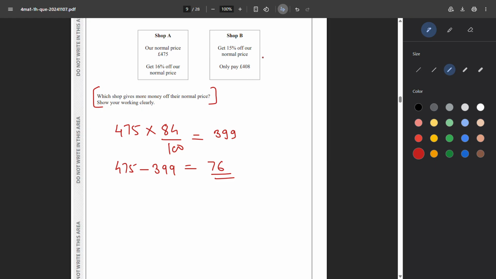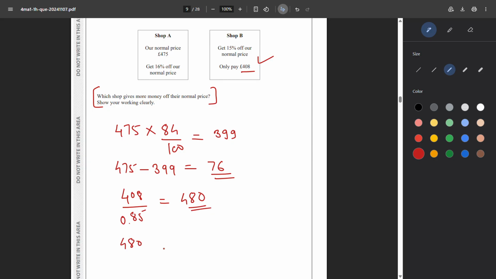But for shop B, read the question carefully. It says: get 15% off our normal price, only pay 408. They have given a direct value, right? So what you have to do first: 15% off means you have to divide by 85. 85 means 100 minus 15 will be 85, right? Or simply you can consider 0.85, so 408 divided by 0.85, and you will get 480. So this is your actual value, 480.